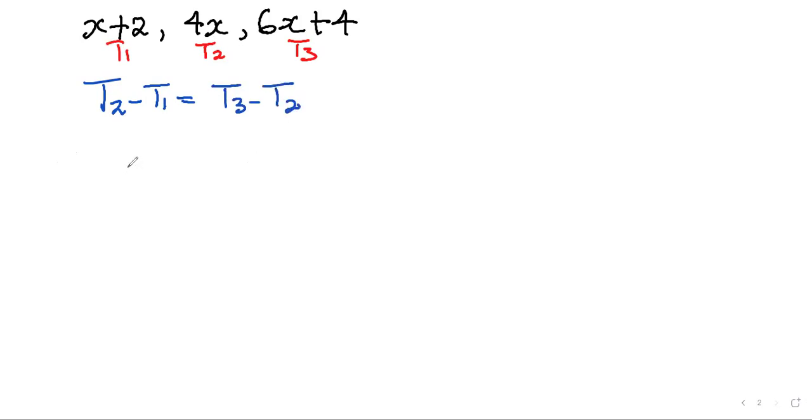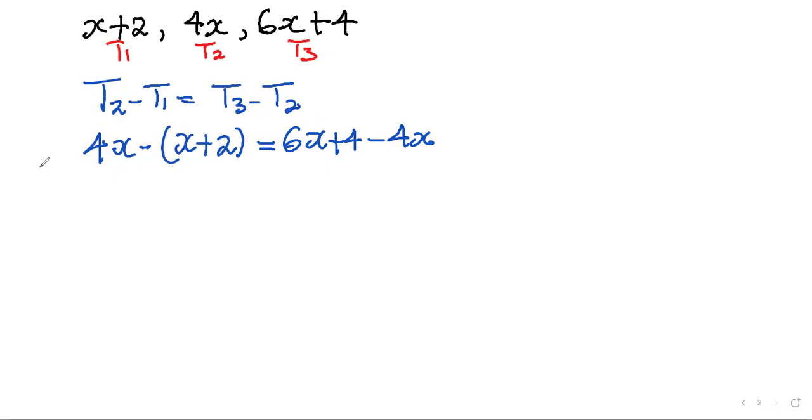Now I'm substituting. So my T2 is 4x. So I'm going to say 4x minus your T1, it's x plus 2. Open bracket, I'm going to write x plus 2. It's equal to T3, which is represented by 6x plus 4. Simply write 6x plus 4. Then minus your T2, which is represented by 4x. Now when you arrive here, you want to simply solve for x.